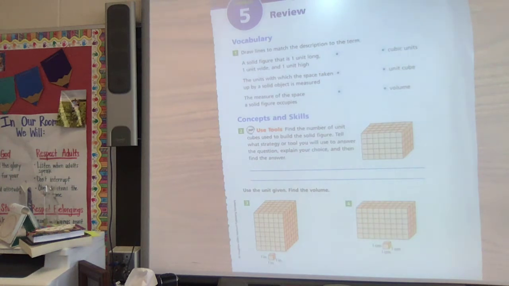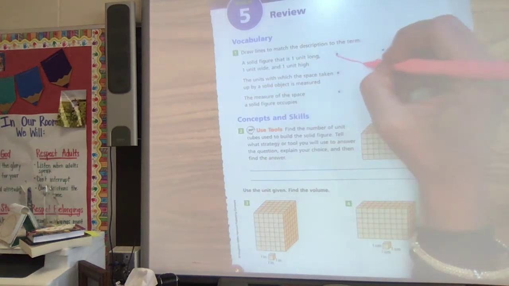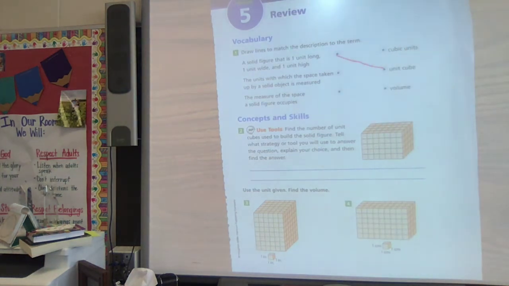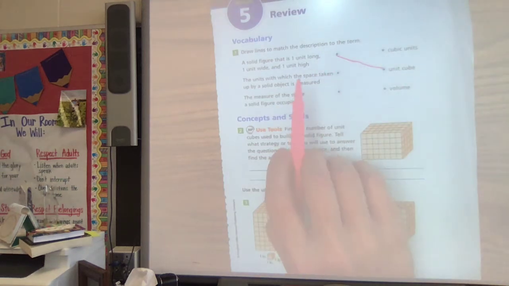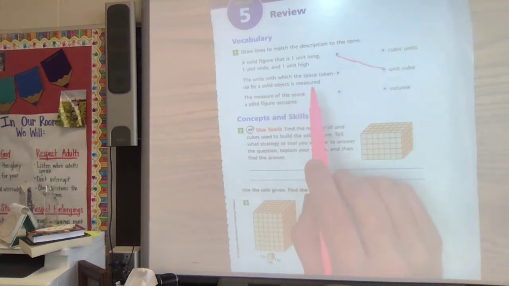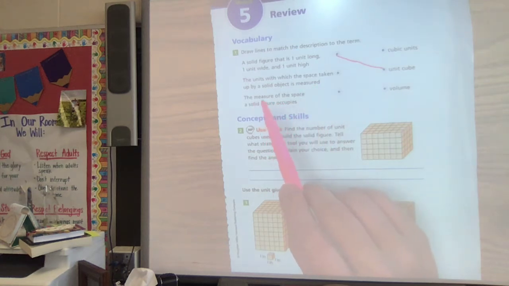A solid figure that is 1 unit long, 1 unit wide, and 1 unit high. If it is a solid figure, one thing, that means the unit cube. So I'm going to draw a line to unit cube. I want you to look at the other 2 and decide what they are. The units with which the space taken up by a solid object is measured. So what are we measuring? Space. The space something takes up with. And the measure of the space a solid figure occupies.